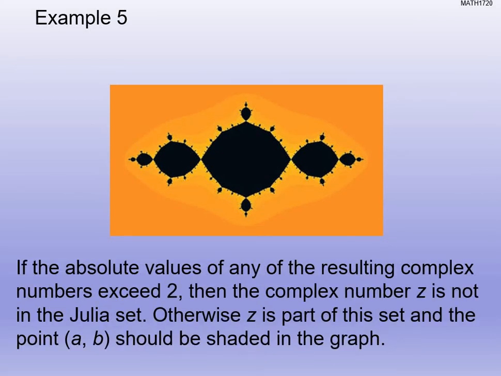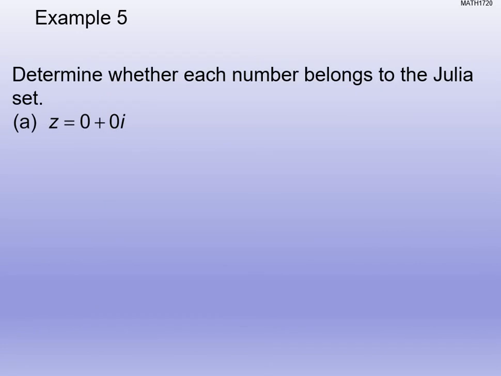So what we want to determine is whether the absolute value of any of the resulting complex numbers exceeds 2. If they're bigger than 2, the complex number z is not in the Julia set. So if you do that calculation and it exceeds 2, it's not in the Julia set; else it will be in the Julia set, and you would shade it in the graph. Example 5: we just want to determine whether each number belongs to the Julia set. We're going to do a couple of them here.